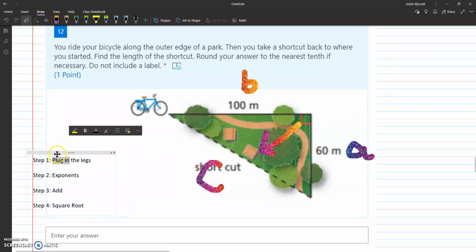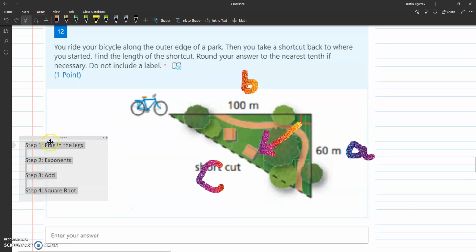There we go. So we're going to plug in the legs. So 160. Do the exponents: 100 squared plus 60 squared, or 60 squared plus 100 squared, which would be, 60 squared is 3,600, 100 squared is 10,000, and then work from there. Round to the nearest tenth, if necessary. Do not include a label.